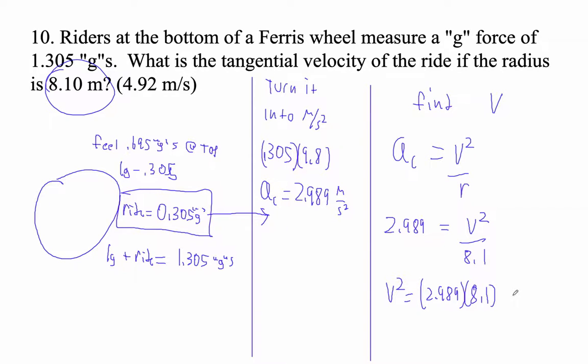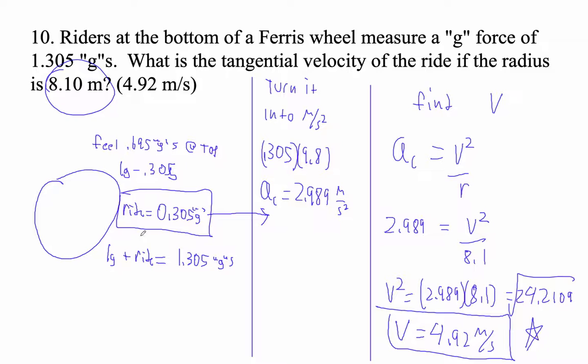That's 24.2109. That's a 4, right? And then to get v, we're going to square root that, right? So I get 4.92. The velocity is 4.92 meters per second.